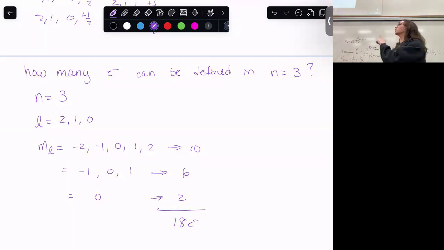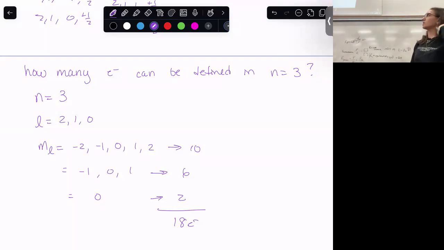For each one of those positions, they can have 2 electrons. So you have 10 total electrons if m sub L is equal, or if L is equal to 2. Do we make sense where the 10 comes from? And then for L is equal to 1, we said that there were 6 electrons that are there.